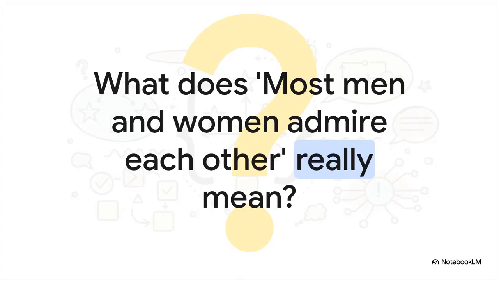Okay, let's kick things off with a little puzzle. Take a look at this sentence. Most men and most women admire each other. Now, on the surface, that seems totally straightforward, right? But as we're about to find out, the logic hiding underneath, well, it's surprisingly tricky, and it reveals something profound about how our language actually works.